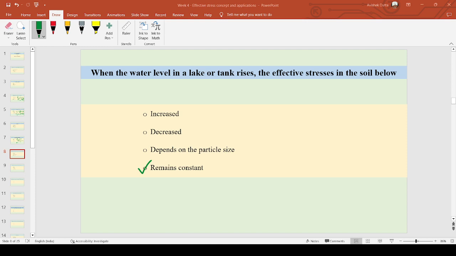So the effective stress remains constant even if there is a rise or a fall in the water level in a lake or a tank. Okay, go to the next question.